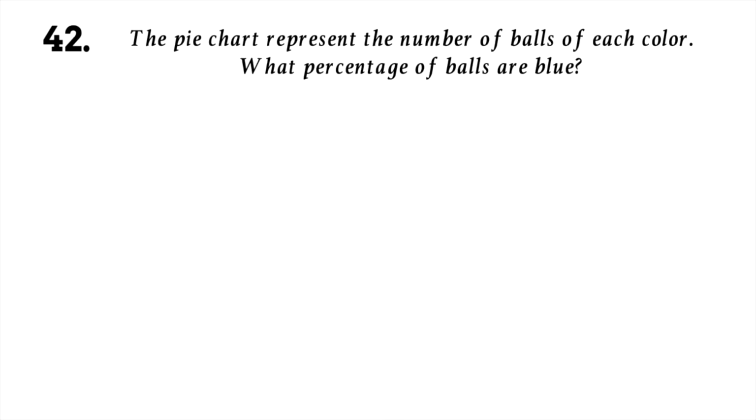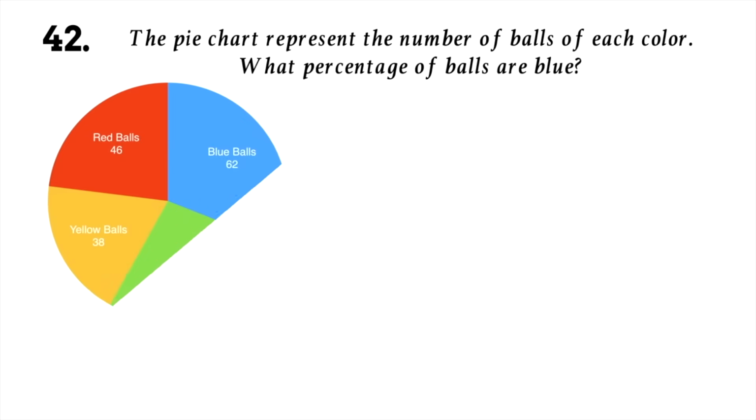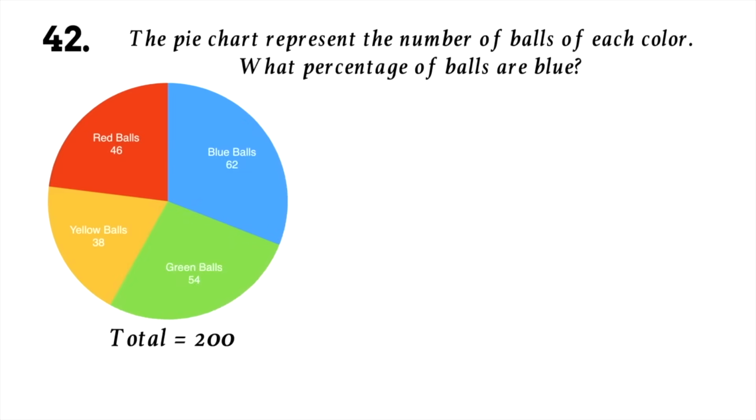Question 42. The pie chart represents the number of balls of each color. What percentage of balls are blue? This is the first kind of pie chart question on the GED. You are given the actual values and asked to find percentages. It's the same way you'll solve it if you're dealing with anything else.